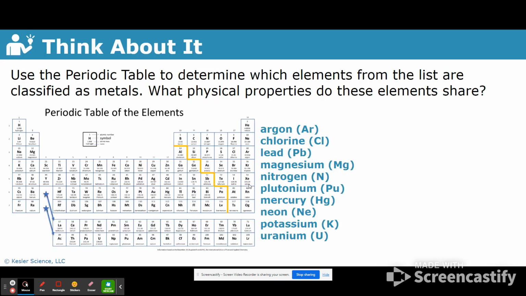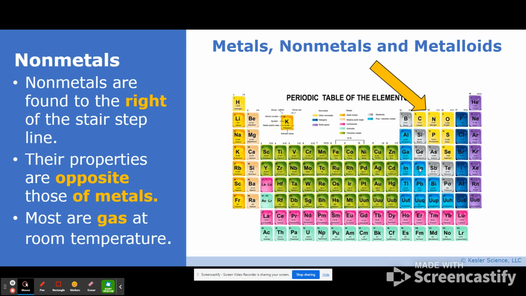All right, so here's our periodic table. Here is our stupid stairs. So everything on this side, except for hydrogen, is a metal. All of these are metals as well. And then over here is going to be our nonmetals. Nonmetals are found to the right of the stair-step line. Their properties are the opposite of the metals, so it makes them easy.